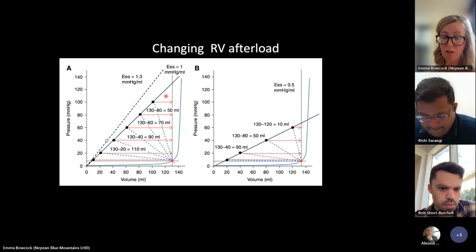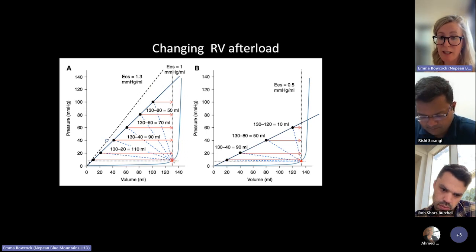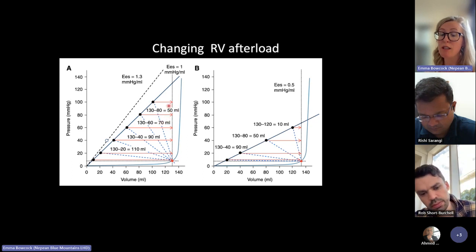So if we keep contractility the same here, but these lines connecting end diastolic volume to end systolic volume is your afterload curve. So as I'm going up here, I'm increasing afterload, and you can see that my stroke volume is reducing with every increase in afterload.